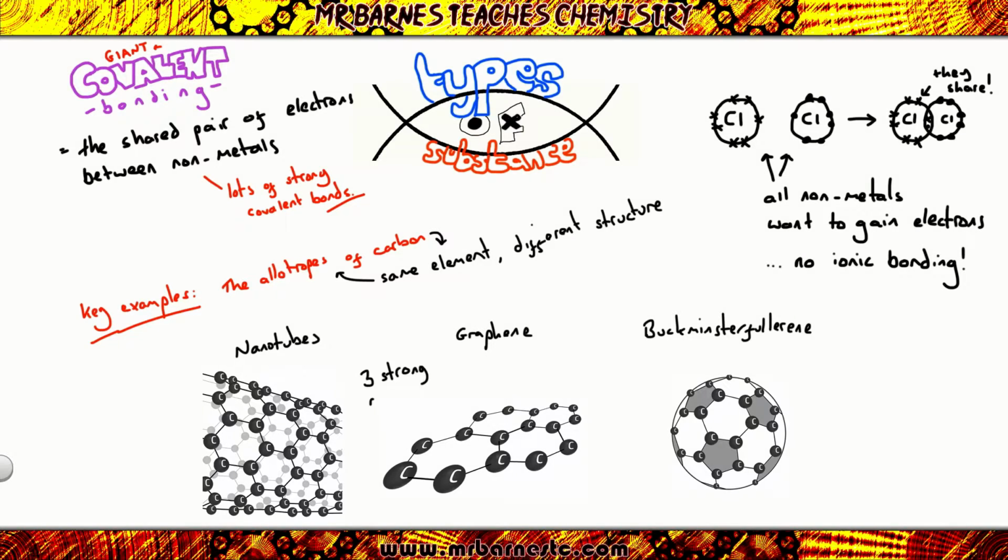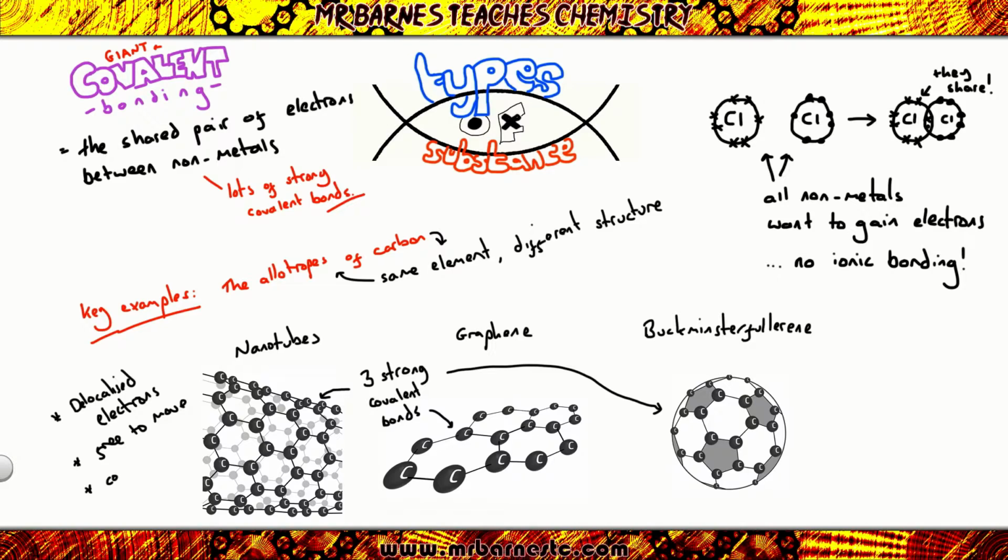Now all 3 of these allotropes have 3 strong covalent bonds. That means that all of them have delocalized electrons, electrons that are free to move, and therefore they all conduct electricity. So that's one important property for them. In particular in graphene, which is so tiny, so small, it can be used in circuits.